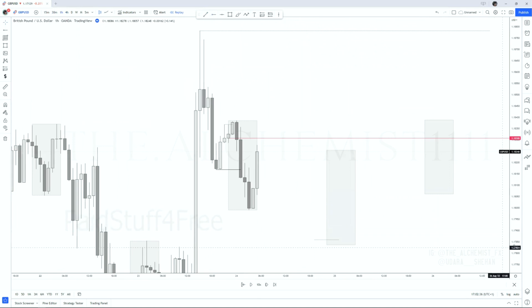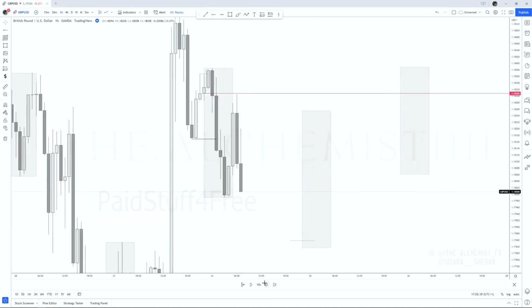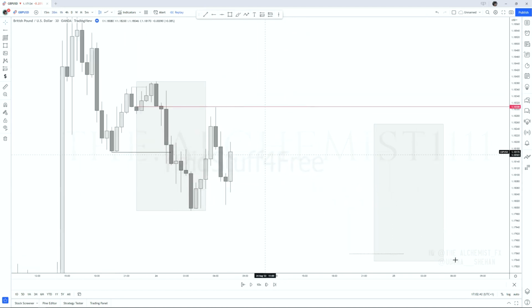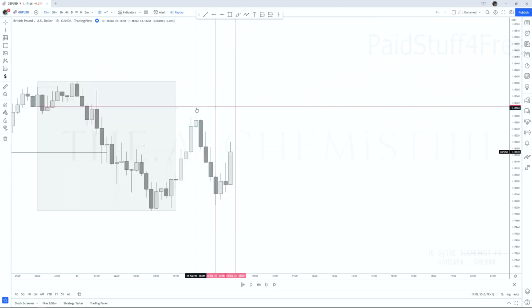Now look what happened. It never tapped into it. Can you see it? Never tapped into it. And why? Because timing isn't that good, right? What's the time when we want this mitigation to happen? London Kill Zone once again, or else London Open. But at what time did it come here? Not at those times of the day, right?